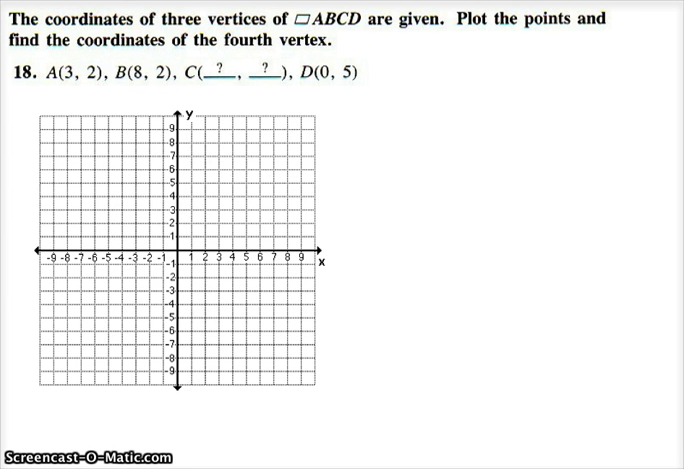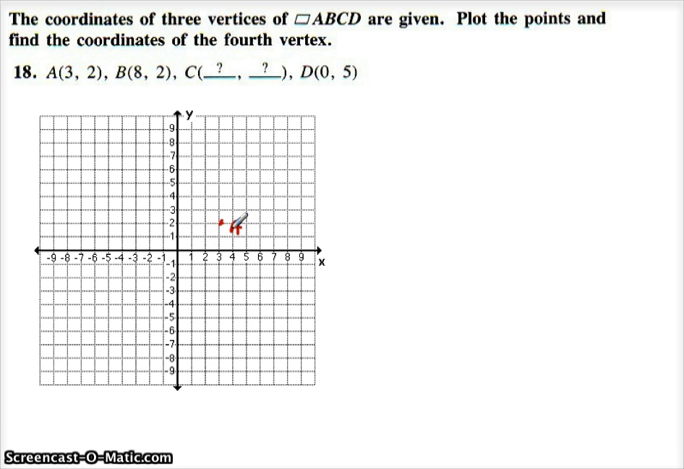The coordinates of three vertices of parallelogram ABCD are given. Plot the points and find the coordinates of the fourth vertex. So let's start by just plotting the points. A is located at 3, 2, so we're going to go right 3 and up 2.